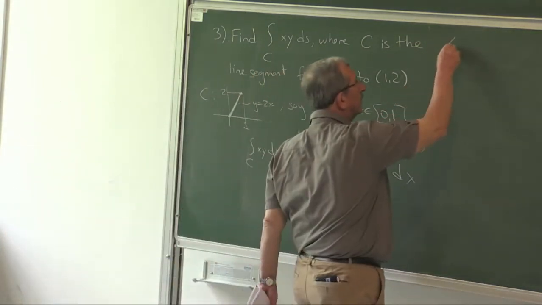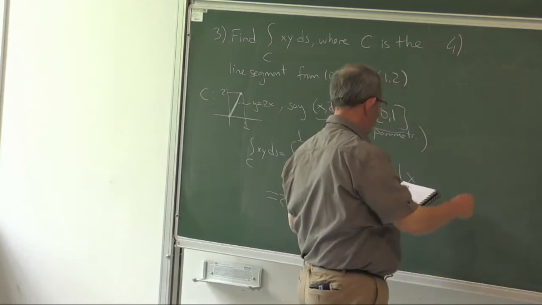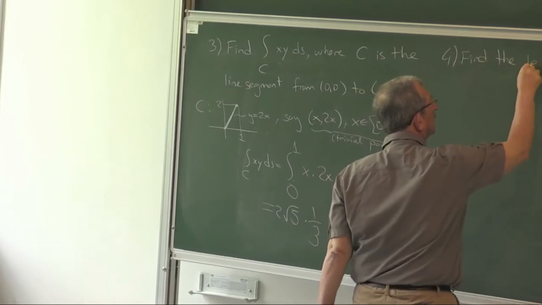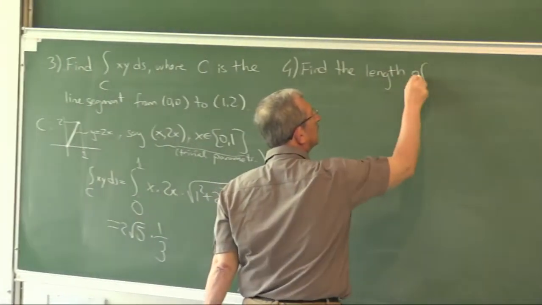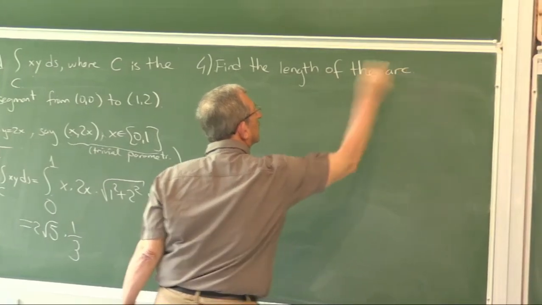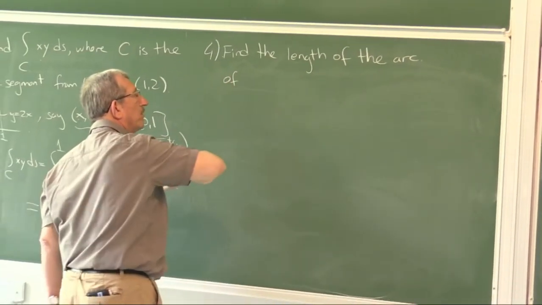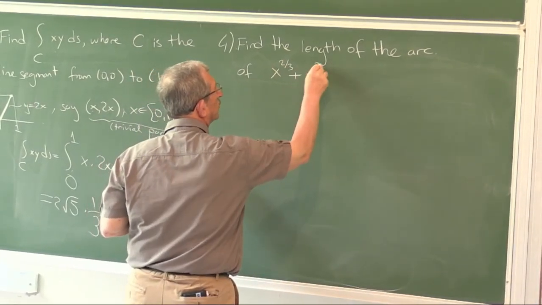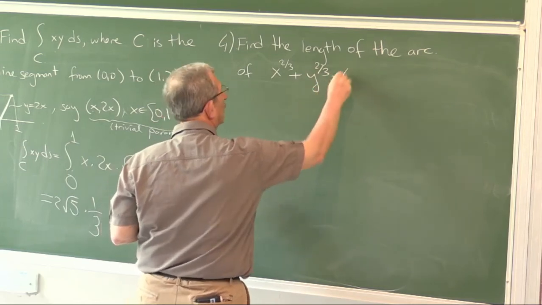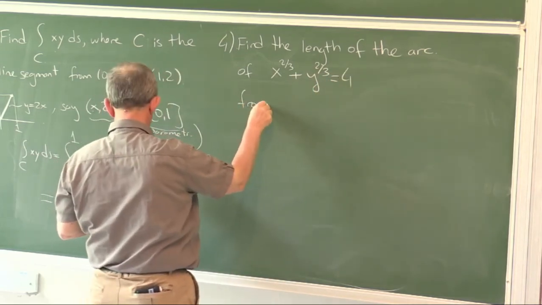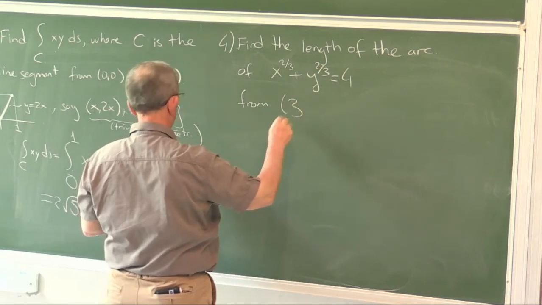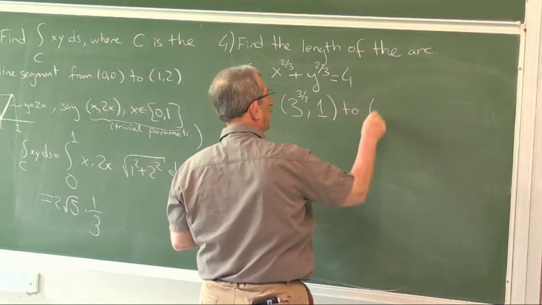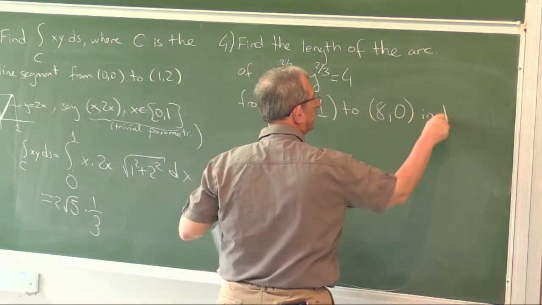Well, as a fourth example, let us calculate the length of the arc of the curve x to the 2/3 plus y to the 2/3 is 4, from 3 to the power 3/2 and 1 to 8, 0 in the first quadrant.